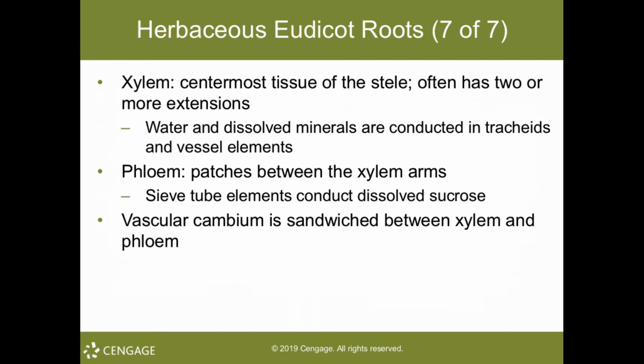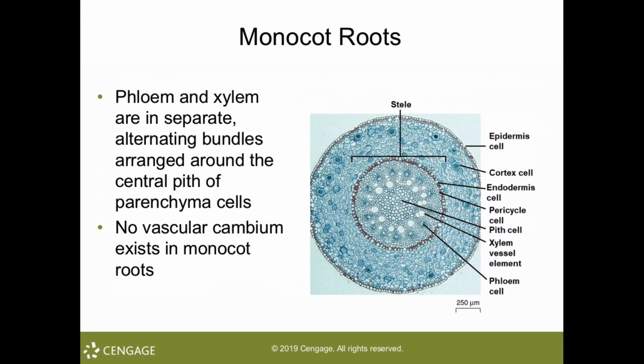The layers found in some monocot roots, starting from the outside, are the epidermis, the cortex, endodermis, and pericycle. Unlike the xylem in herbaceous dicot roots, the xylem in many monocot roots does not form a solid cylinder in the center. Instead, the phloem and xylem are in separate alternating bundles arranged around a central pith, which contains parenchyma cells.